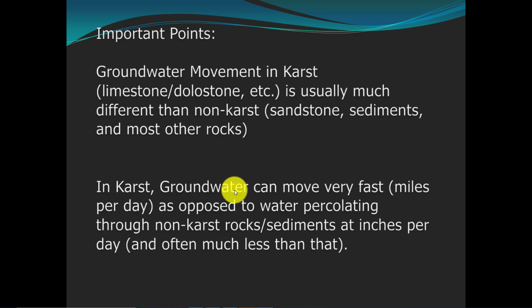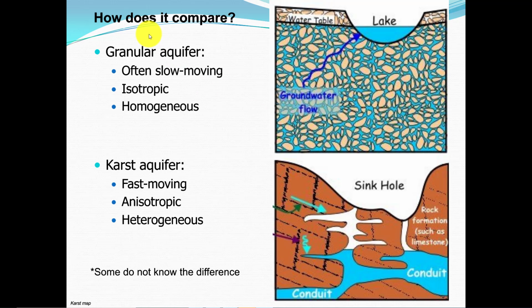In karst, groundwater can move very, very fast, on the order of miles per day. I've done studies on this, which I'll show you in a bit, as opposed to water that's percolating through tiny sediments, what in this section I generally call non-karst sediments, which move very slowly at perhaps inches per day or maybe even inches per month. So how does it compare?